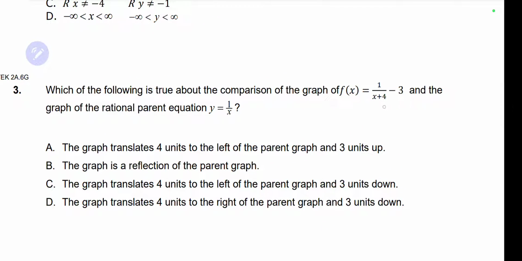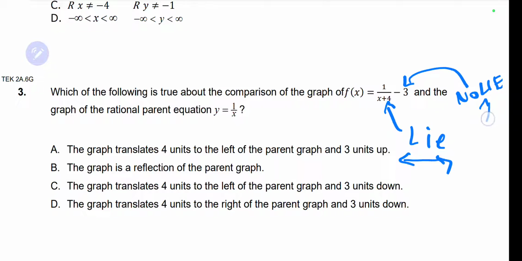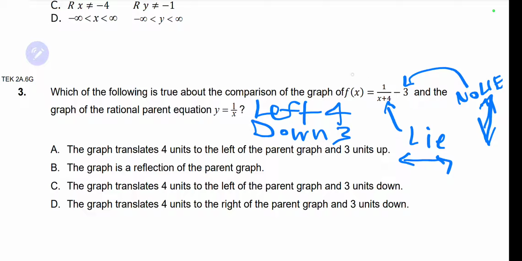Now, remember that, let me draw this right there. That is a lie, and that's horizontal. And then that right there is no lie, and that's vertical, up and down. Okay, so if you see a +4 there, that means it goes left 4, and the -3 means down 3. It's very important, starring this right there, that bottom is a lie. +4 usually means right, but it's a lie, so we go left 4.